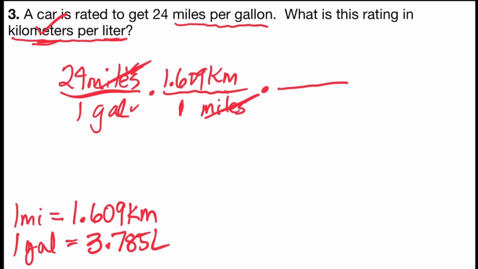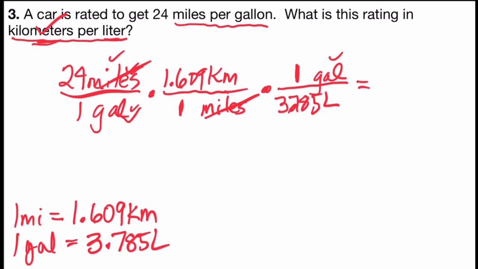The second thing I'm going to have to do is divide out the gallons that was in the denominator, so I'll need it in the numerator, and replace that with liters. That version of 1, or ratio, would be 1 gallon to every 3.785 liters.